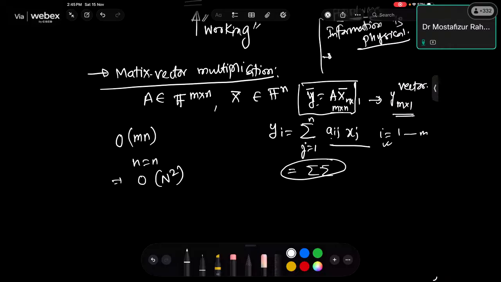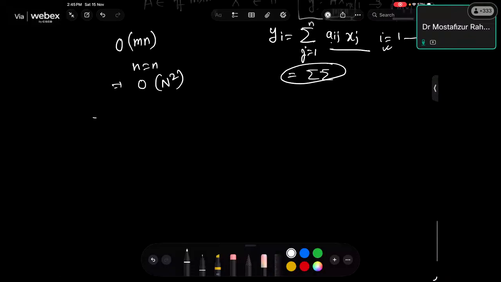Now the other part is matrix multiplication.